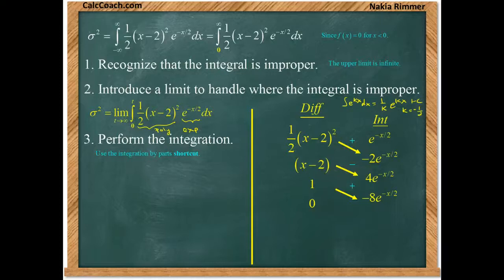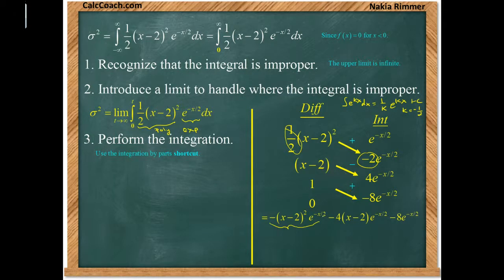So the antiderivative will be us then multiplying the 1/2 and this 2 cancel each other out. So we end up with negative (x minus 2) quantity squared e to the negative x over 2. Then we get negative 4 (x minus 2) quantity times e to the negative x over 2. And then we get negative 8 e to the negative x over 2 because it's just times 1.